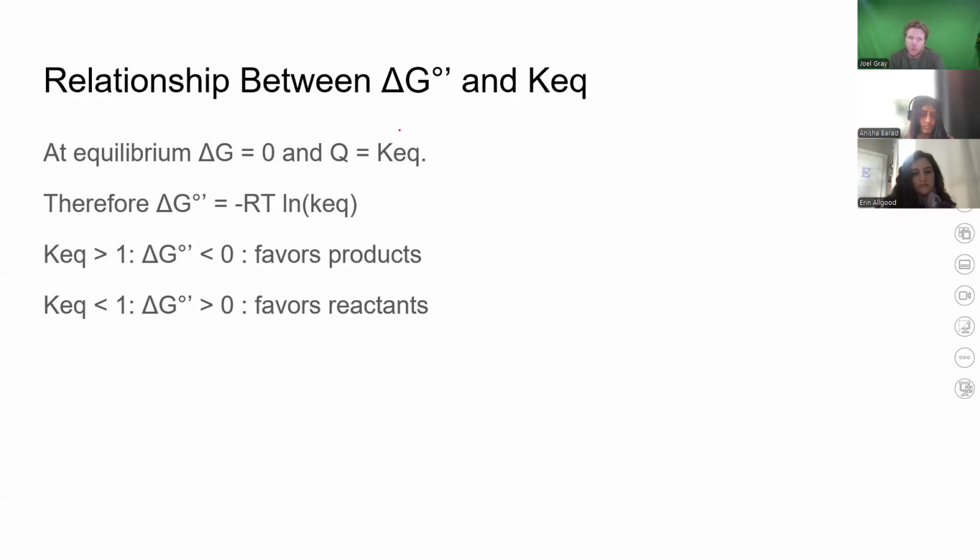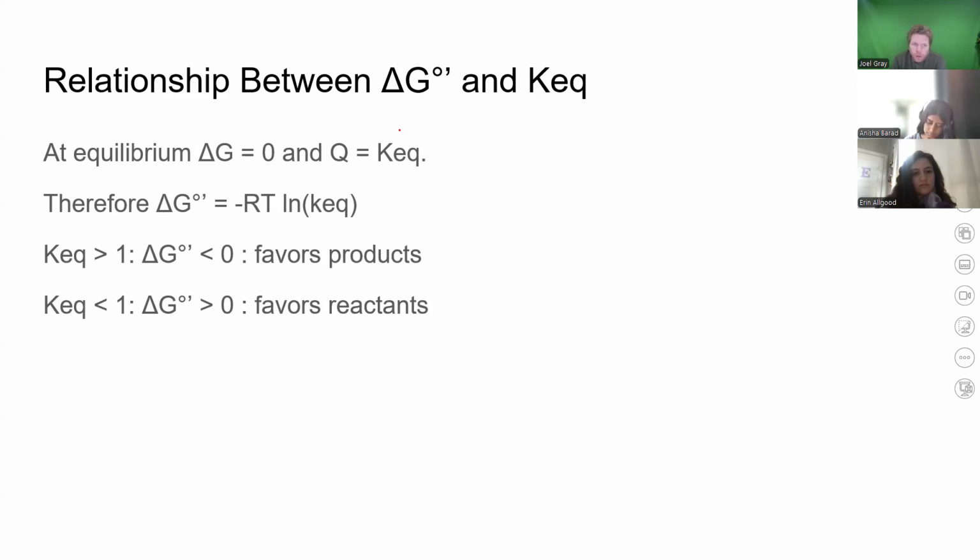This gives us a way to look at equilibrium constants, KEQs. At equilibrium, delta G is 0, and Q is equal to KEQ. Delta G naught prime is equal to negative RT times the natural log of KEQ. When KEQ is greater than 1, delta G naught prime is less than 0. That's a reaction that is going to favor your products.